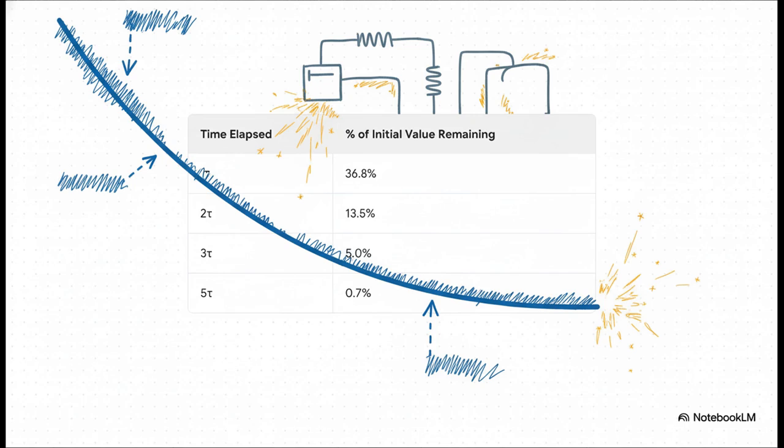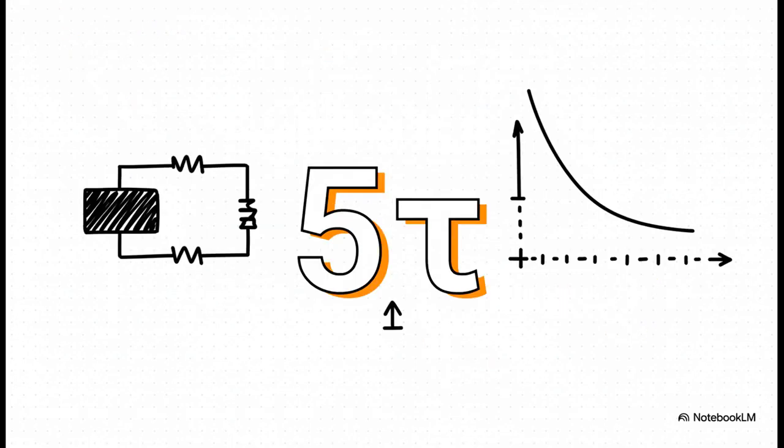But then, in the second time constant, it loses a way smaller piece. The change actually slows down the closer it gets to being empty. And after 5 of these time constants have passed, the voltage is down to less than 1% of where it started. So, here's a little rule of thumb engineers use all the time. After 5 tau, we just consider the capacitor fully discharged. It's close enough.